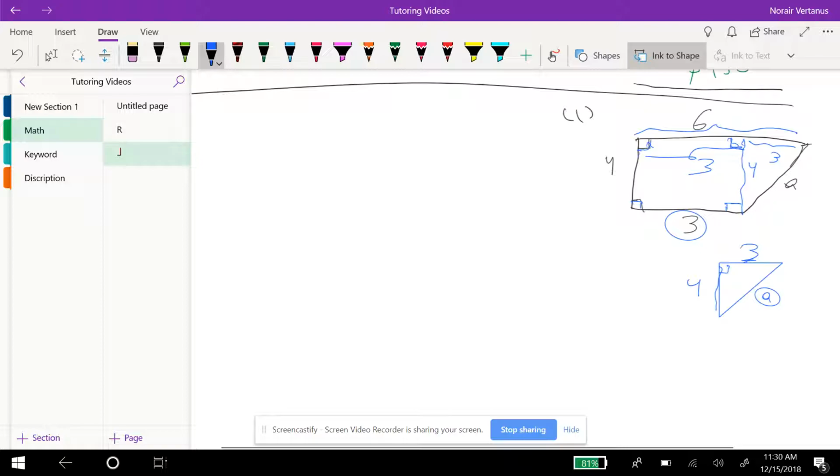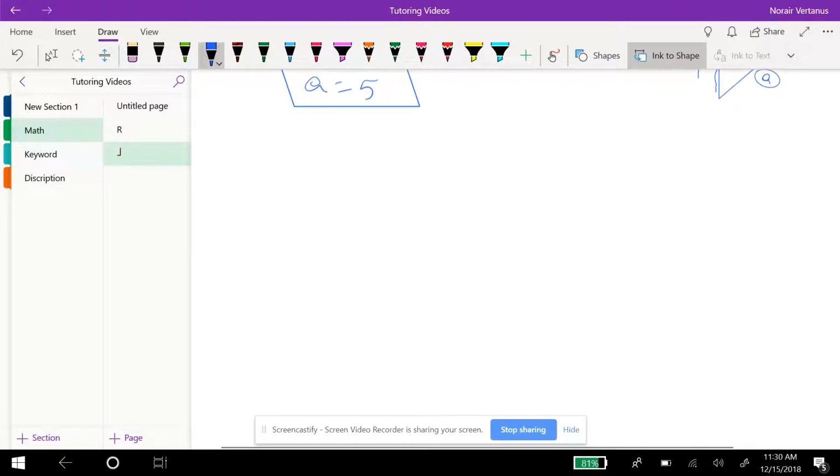But if you don't know it, set up the Pythagorean theorem. A squared is equal to 3 squared plus 4 squared. A squared is equal to 9 plus 16. So A squared is equal to 25. Therefore, A is equal to 5, right? So that's one problem. Let's do the second one.